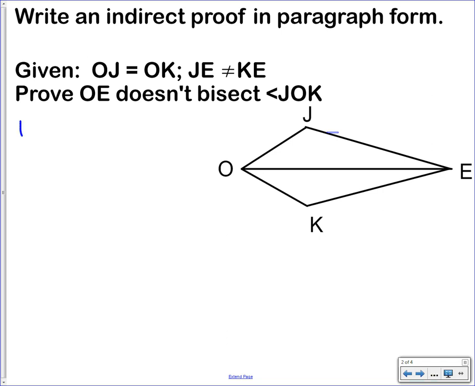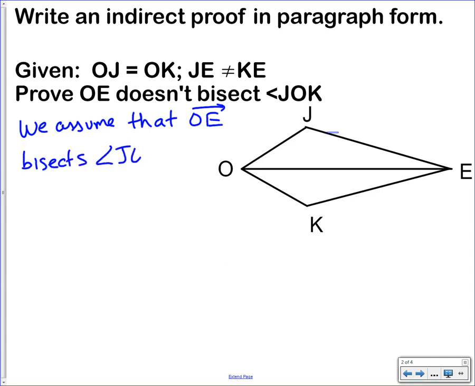So we assume that OE bisects angle JOK. So if OE is an angle bisector, it splits that angle into 2 congruent parts. Therefore, angle 1 is congruent to angle 2.